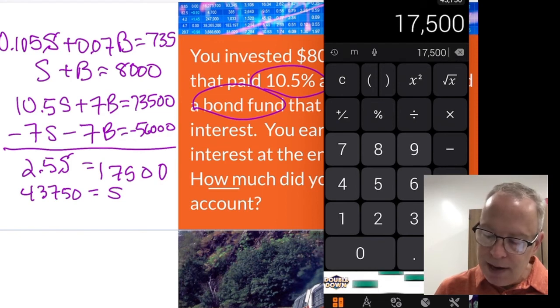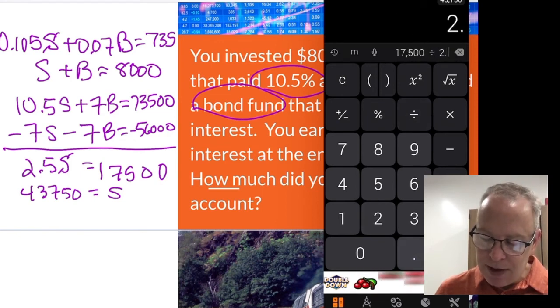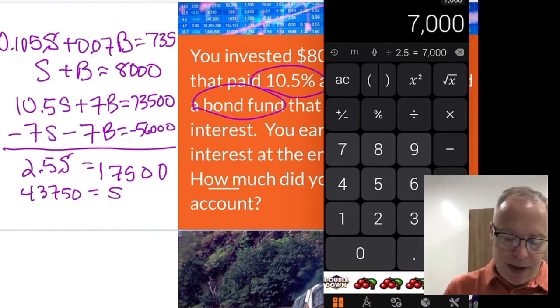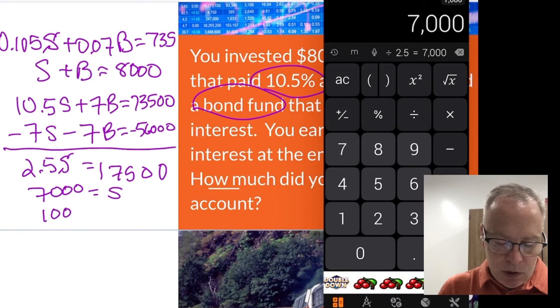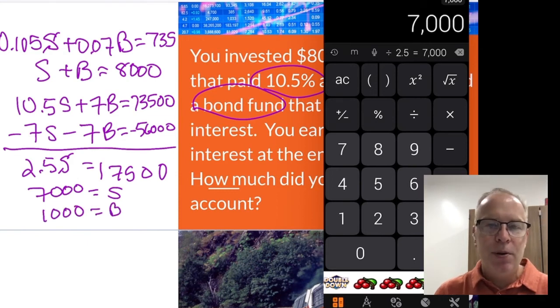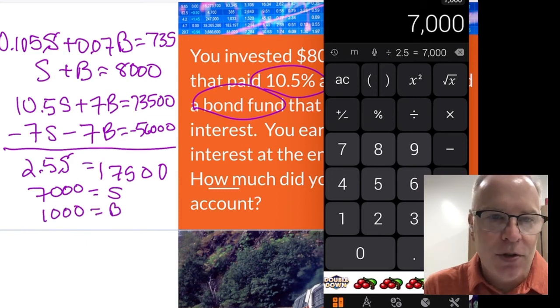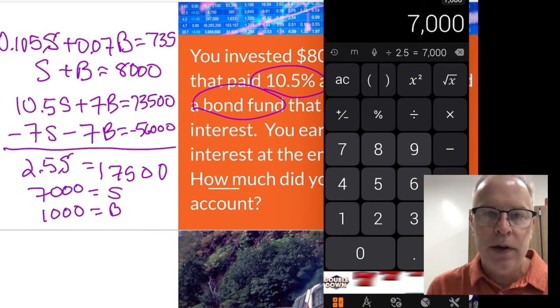17,500 divided by 2.5. I think I hit times. 7,000, there she is. 7,000 for stocks. That means 1,000 for bonds, because remember, they had to add up to 8,000. So that's how I knew I was wrong. I was way over 8,000.